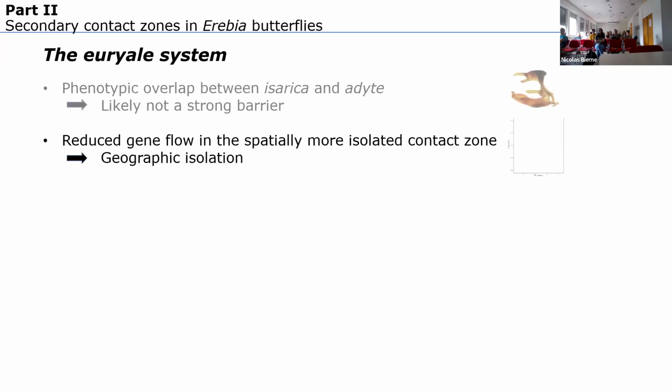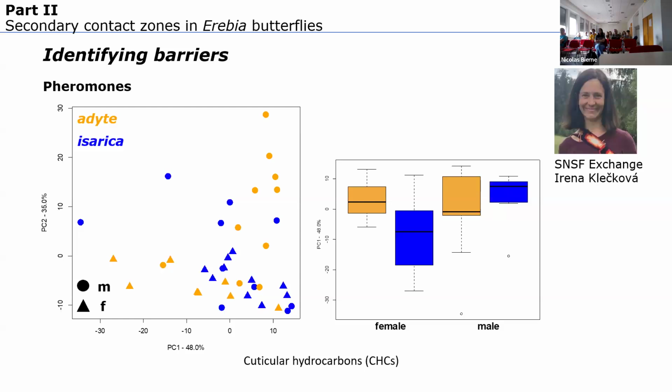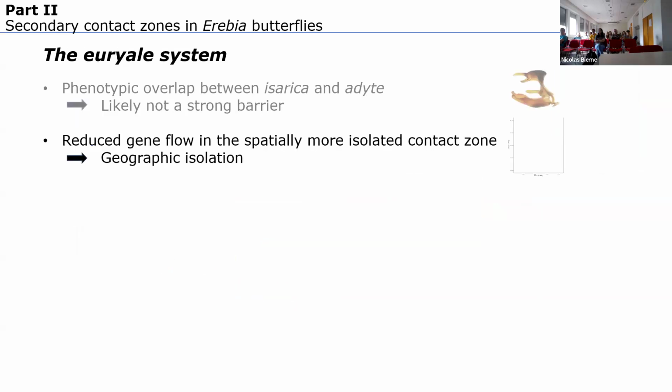So that's fast, sorry about that. So we have reduced gene flow in a spatially more isolated contact zone, suggesting that geographic isolation could be a barrier here.